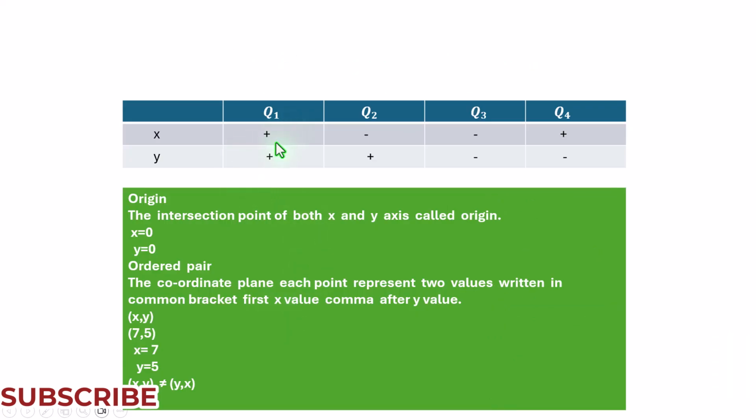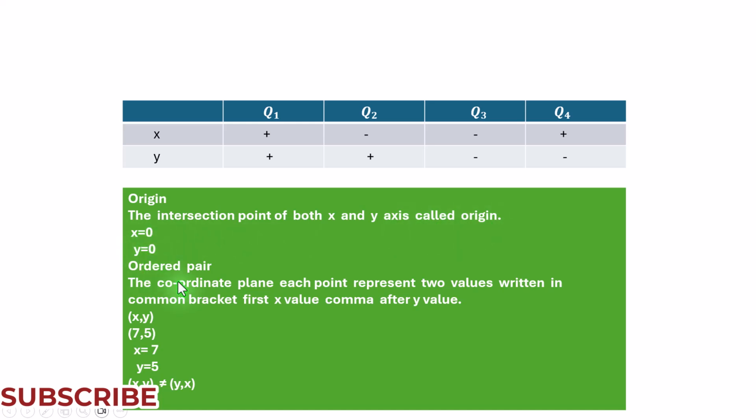First quadrant, both x and y positive. Second quadrant, x negative, y positive. Third quadrant, x and y are negative. Fourth quadrant, x positive, y negative. Origin: the intersection point of both the x and y axes is called the origin. At the origin, the x value is 0 and the y value is also 0.